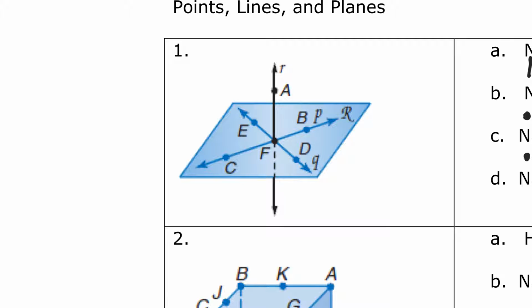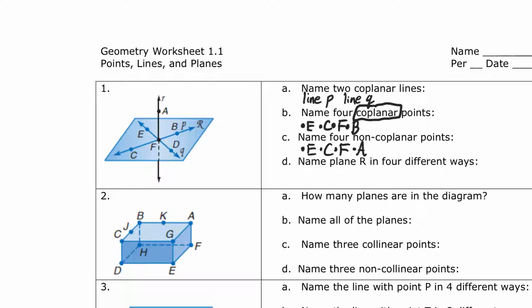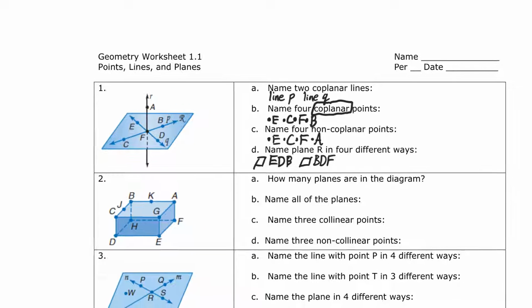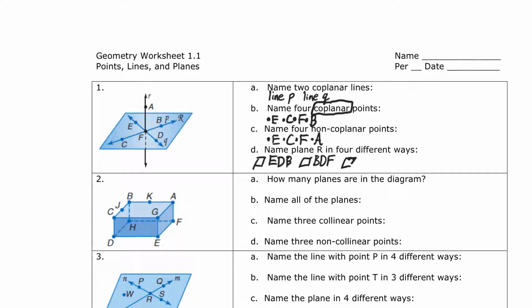EDB. That would be perfect. That'd be good. That's one way. Okay. Hang on, let me get that one down before I forget. EDB. Then what else? BDF. That would work. Okay. We're looking for four ways. Give me another way to name that same plane. ECF would work. And then one more way. BCE. BCE would be a good way also. Yep.